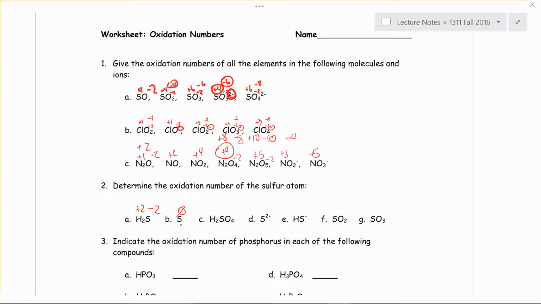If you saw S2, it would be 0. Doesn't matter how many you have, it's still just 0, if it's all by itself and it's not charged. If there's no charge on it, then it's 0. S2 minus is going to have negative 2. It tells you what its charge is right there, so its oxidation state is negative 2. Okay? So, what about this sulfur?